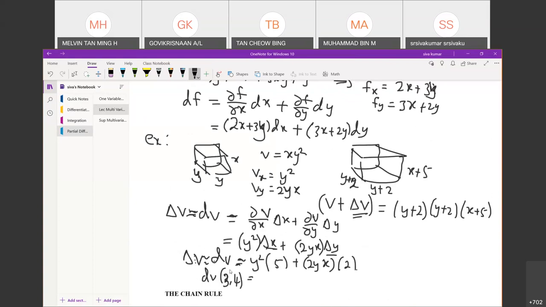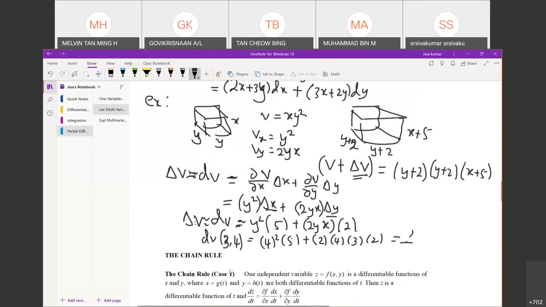Okay, that means you just put here 4 power 2, 5 plus 2. Okay, y is 4, 3, 2. Then you can calculate the changes. Okay, I hope that you can follow.